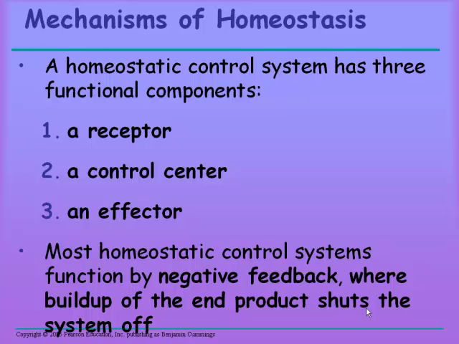Okay, how is homeostasis controlled in an animal? So it has three parts: the receptor, control center, and effector. Most homeostatic control systems function by negative feedback, and we have talked about negative and positive feedback, where the buildup of the end product shuts the system off. So that's usually how homeostasis works.